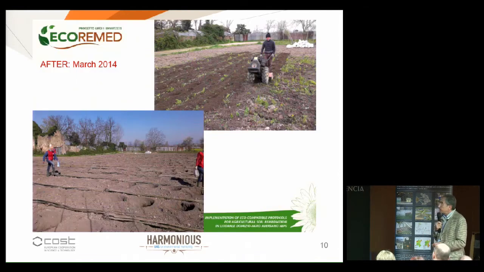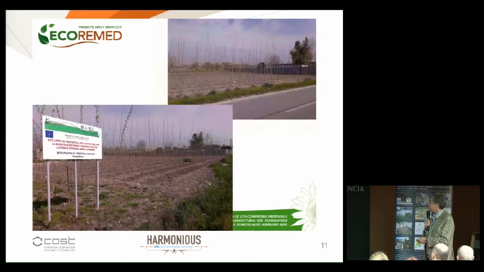Well, then the phytoremediation was implemented by planting poplar trees with a very high density, 1 meter by 2 meters. So the uptake by root uptake was very intense. And this is the area just after the planting.